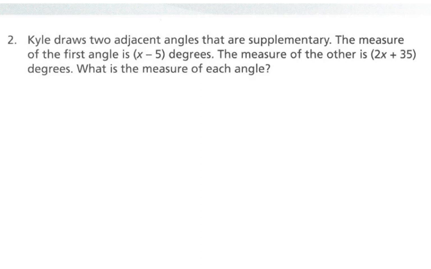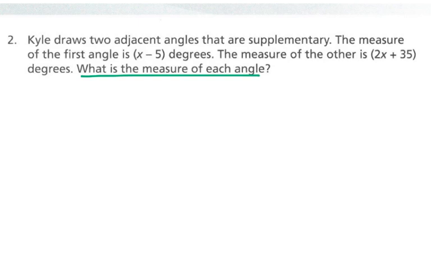The measure of the first angle is x minus 5. The measure of the other is 2x plus 35. What is the measure of each angle? So we have to figure out what the measures of these angles are. So remember, with word problems, we need to look at what we know and what they're asking. So they want to know what's the measure of each angle.